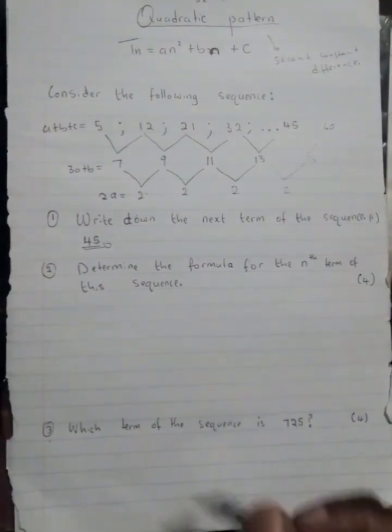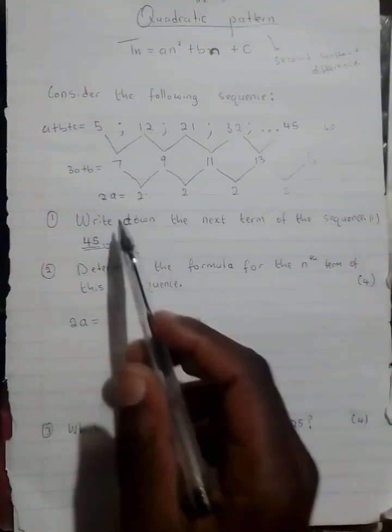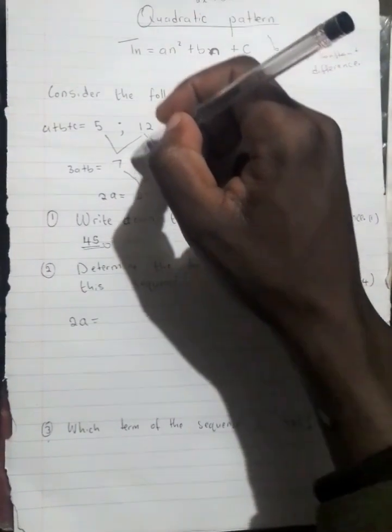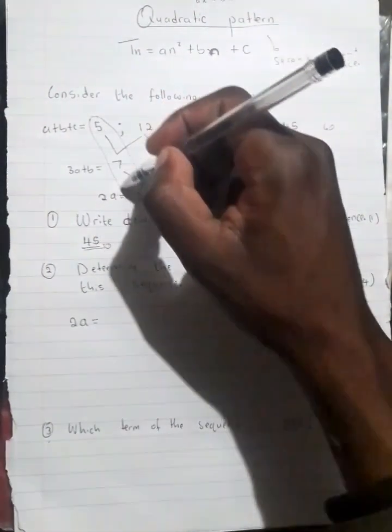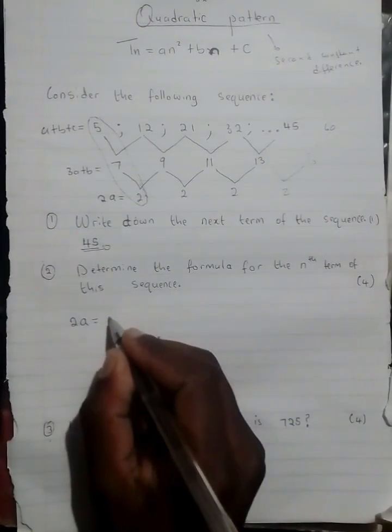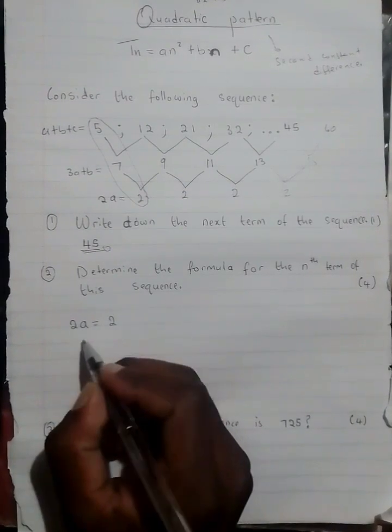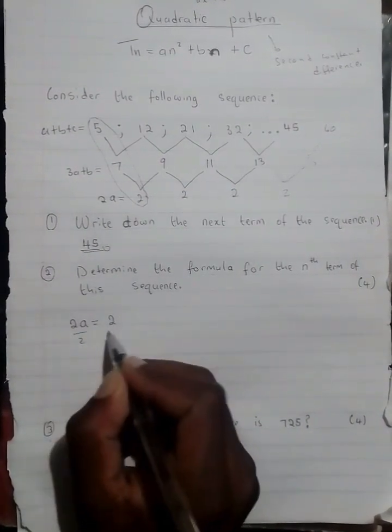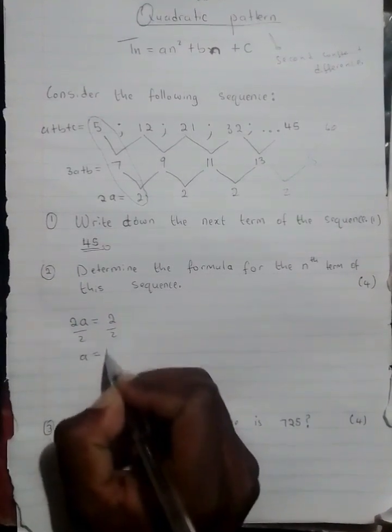At the bottom I have 2a, and I'm going to equate it to the first numbers in my web here. So 2a is equal to 2. Then I solve for a. I simply divide both sides by 2. a is going to be 1.